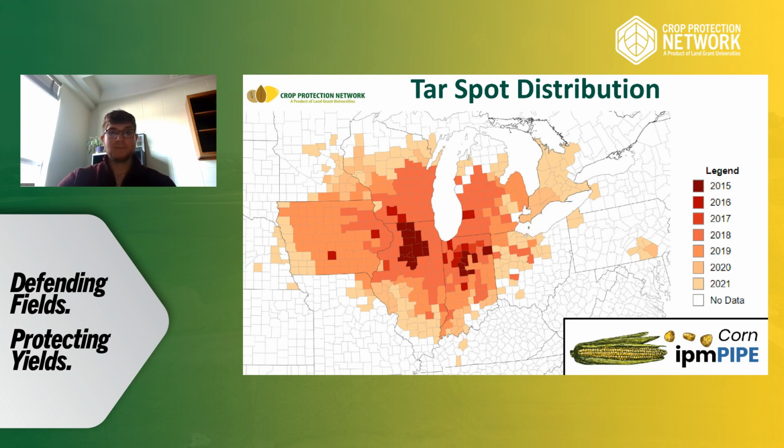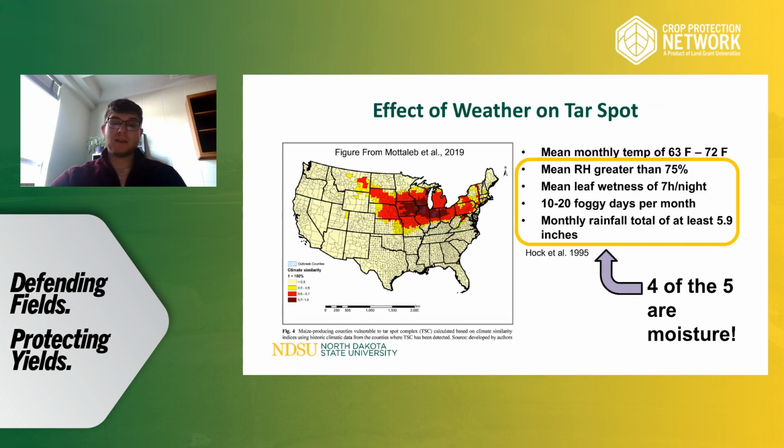Okay. So when thinking about modeling, we are needing to use these environmental conditions. And this is all work performed out of Mexico, where the tar spot pathogen originates from, which is showing that we need moderate temperatures between 63 and 72 degrees on an average basis across an entire month for the development of tar spot to occur. And then we also need high moisture variables.